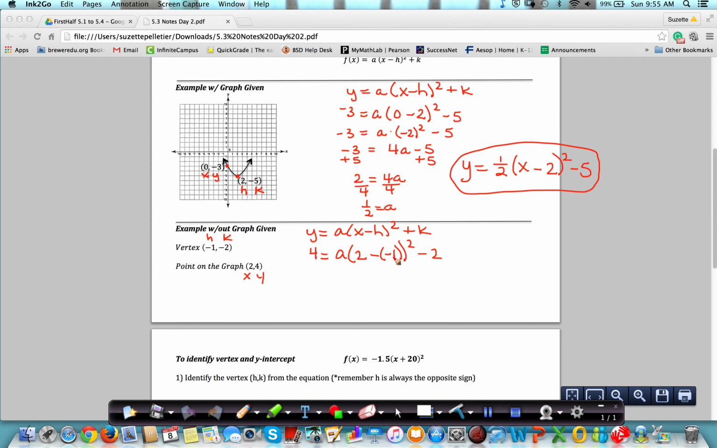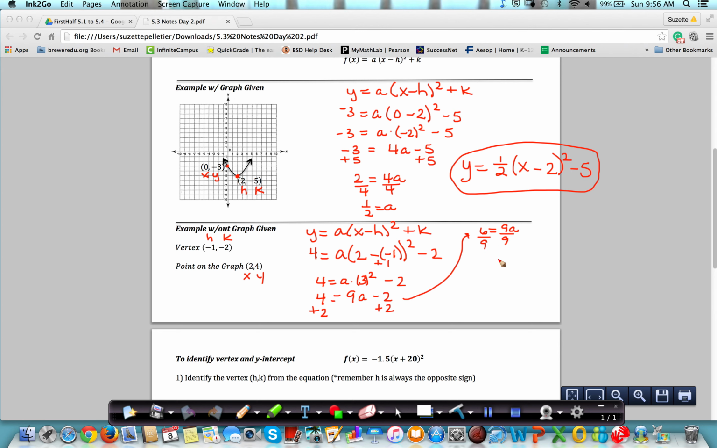So I have a subtract and a negative here. I need to remember that it's +1. 2 plus 1 is 3. So I'm going to have 3 squared times a. 3 squared is 9, so 9a minus 2. I'm going to add the 2 to both sides, and I get 6. 6 equals 9a, and divide by 9.